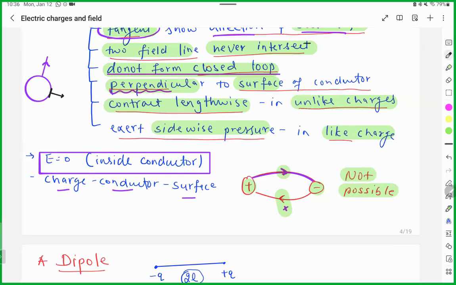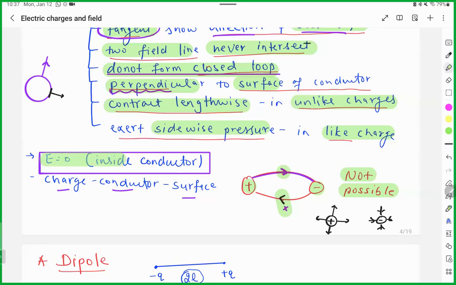Why? Because in case of a positive charge, all the electric field lines go away like this, and in case of a negative charge, they will enter like this. But here, it is entering the positive charge, which is wrong.